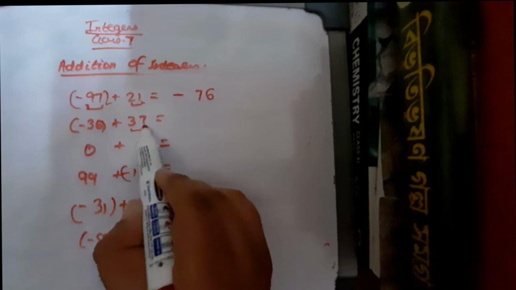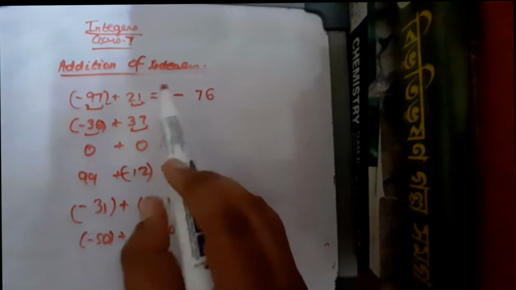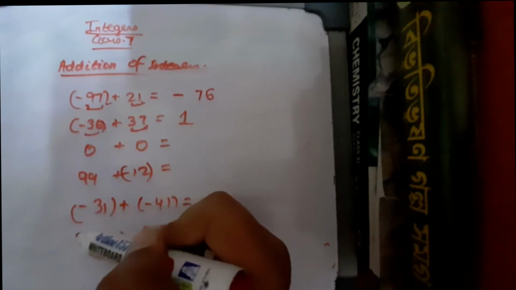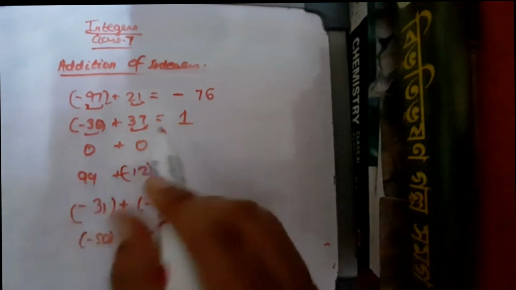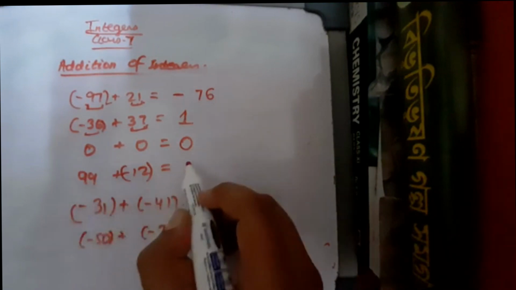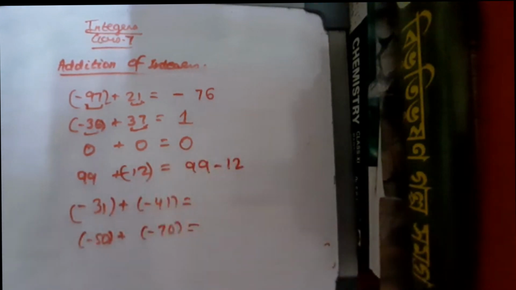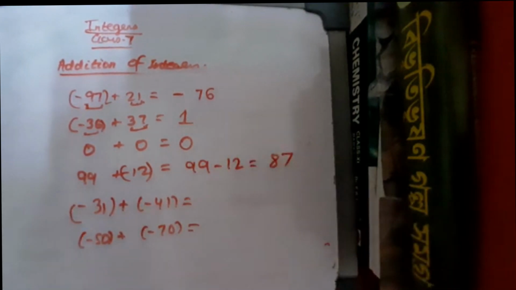Okay. So here the positive integer is greater than the negative integer, but still you have to perform the subtraction operation. But this time, since the positive integer is greater in magnitude than the negative integer, we don't have to include the minus sign. 0 and 0 yield 0. There is nothing much to tell about this. 99 and you have to add minus 12. 99 plus minus 12 is the same as saying 99 minus 12. It is equal to 87. Just subtract 12 from 99.